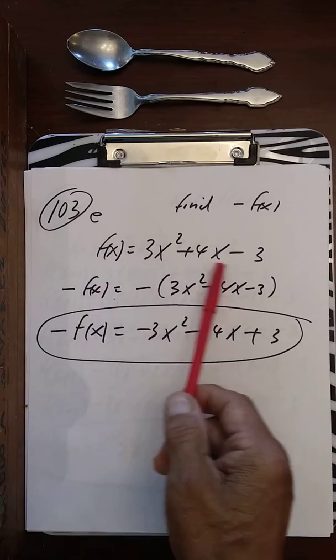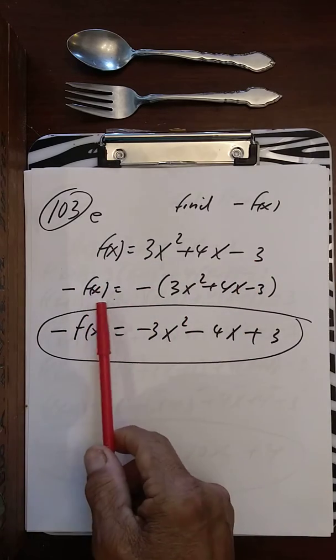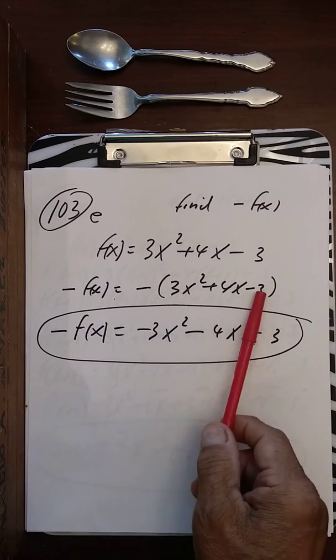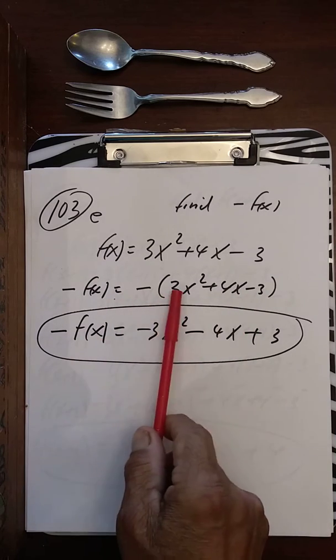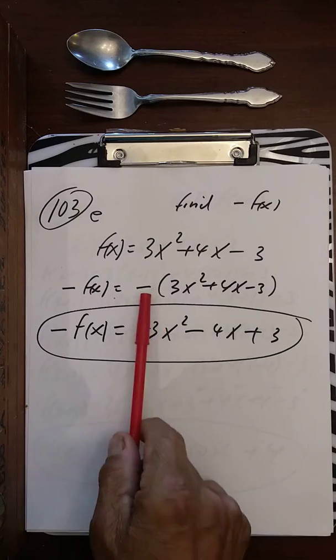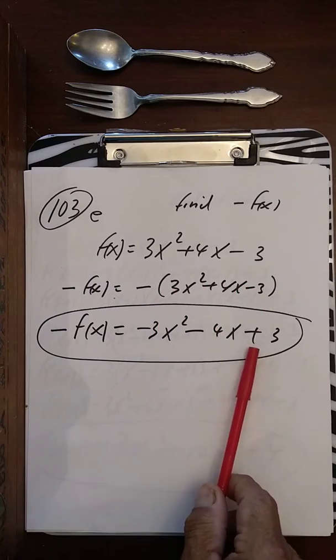f of x is this. Now find negative f of x, so the negative of all these. That means the negative of a positive is negative, the negative of a positive is negative, and the negative of a negative is a positive.